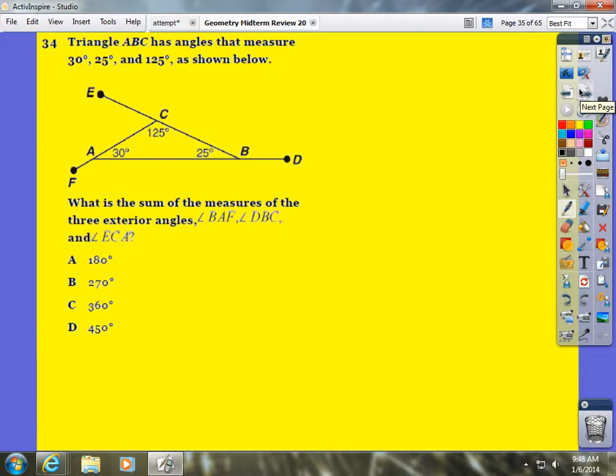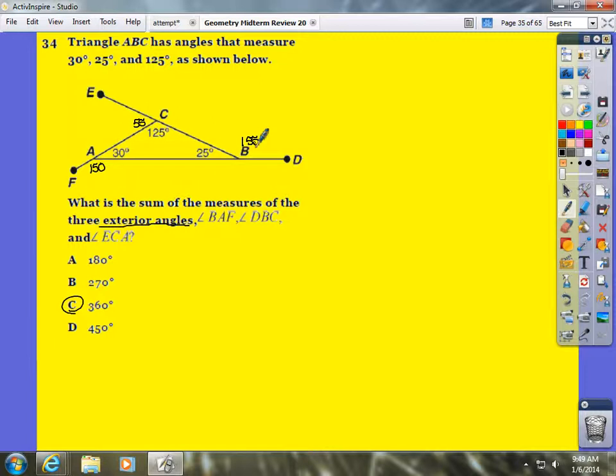Did I skip one? Nope. Okay. The sum of the measures of the 3 exterior angles. Well, we have 3 exterior angles, and anytime we add up exterior angles, it's going to be 360 no matter what the shape is. Now if you wanted to, you could say that this was 150 and that this was, let's see, 180 minus 25, 155. If you add them all up, you're still going to get 360 degrees.